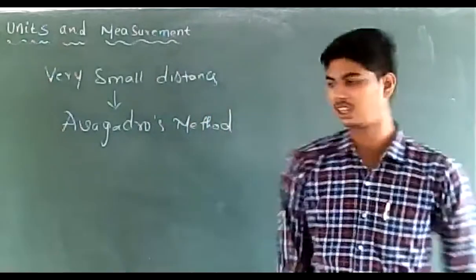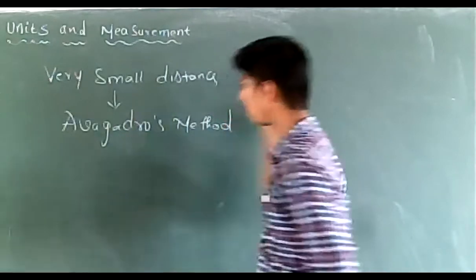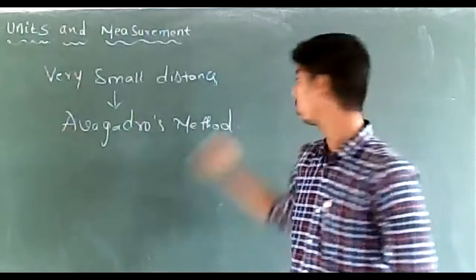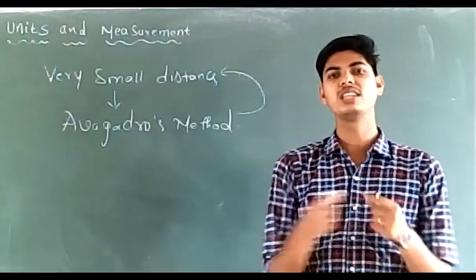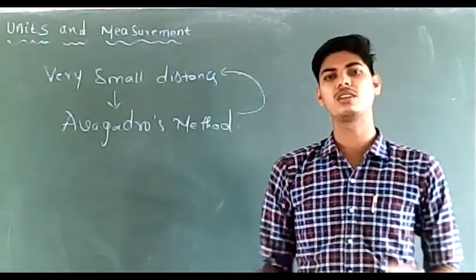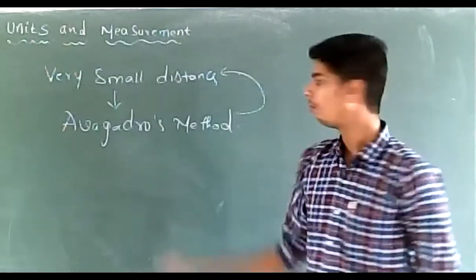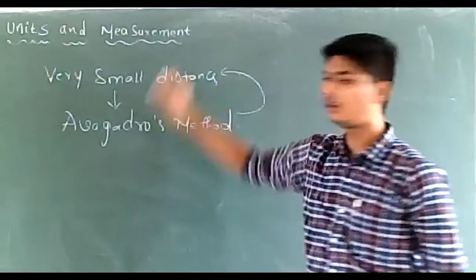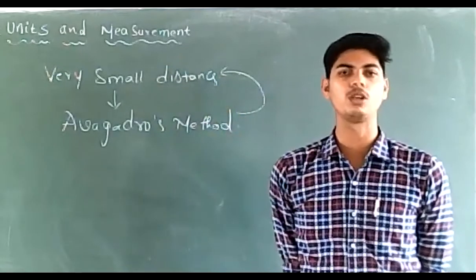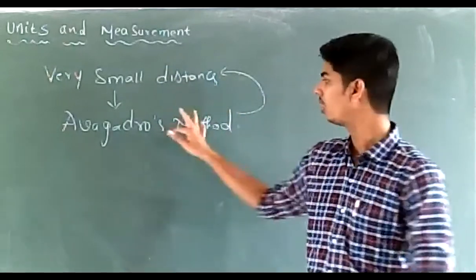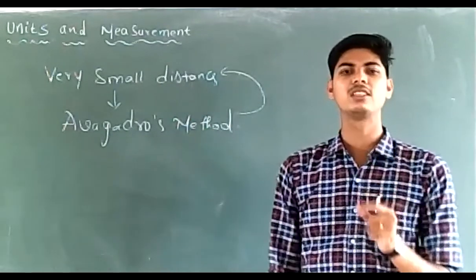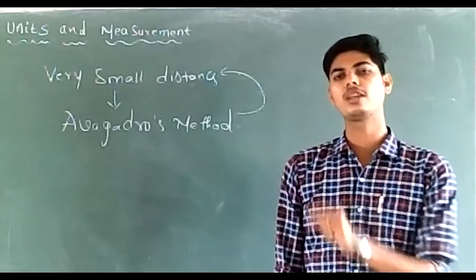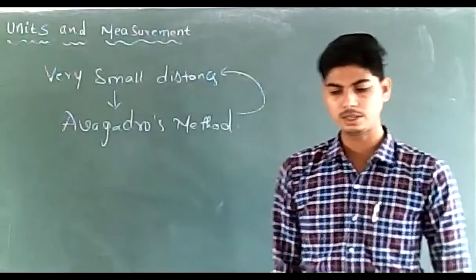Avogadro is the name of a scientist. He has proposed a method for calculating very small distances such as the size of an atom, size of a nucleus, size of a molecule. By using this method, it is possible for us to calculate very small distances. We'll understand what Avogadro's method is, and also we'll calculate the size of an atom and the size of a molecule, right?